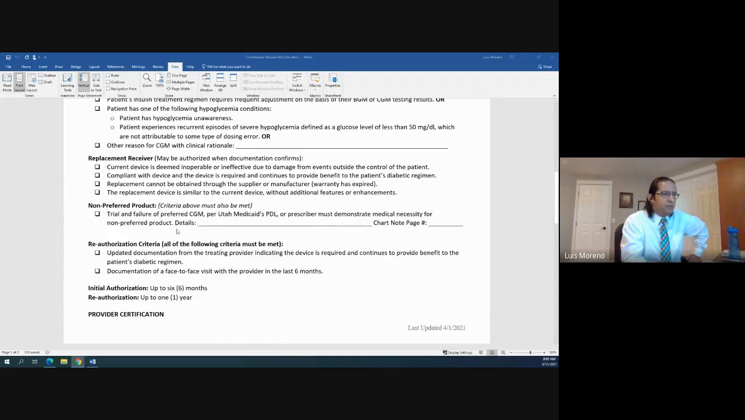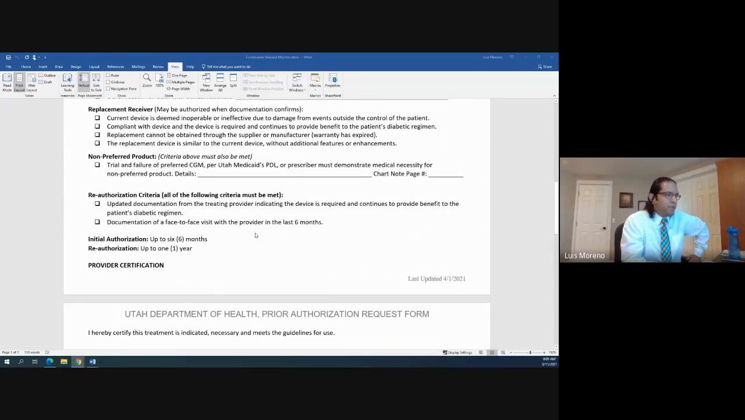In terms of the non-preferred criteria, we require trial and failure of the preferred CGM on the Utah Medicaid PDL, or the prescriber must demonstrate medical necessity for a non-preferred product. For reauthorization criteria, we require that the doctor submits documentation indicating the device is required and continues to provide benefit to the patient's diabetic regimen.